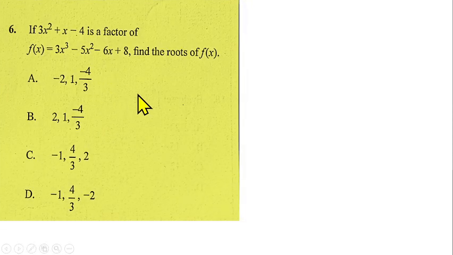Question number 6 is also from polynomial. We are to find, if 3x squared plus x minus 4 is a factor of this function, which is a cubic function, the roots of f of x. You have to find the roots of this function. This quadratic expression is a factor of this cubic function. So that means if this quadratic expression divides this one, it should give us 0 as the remainder.